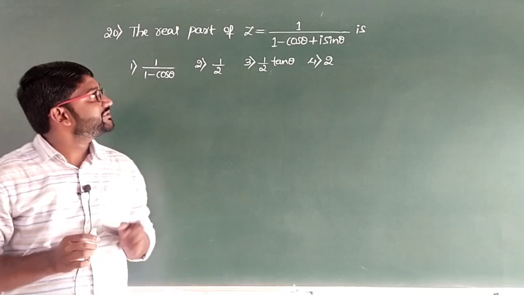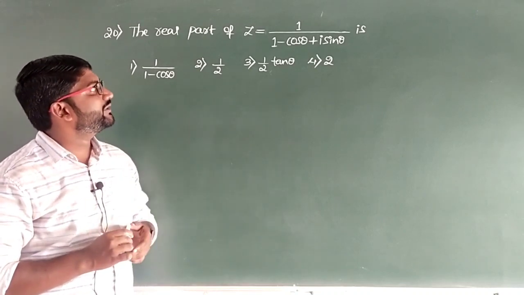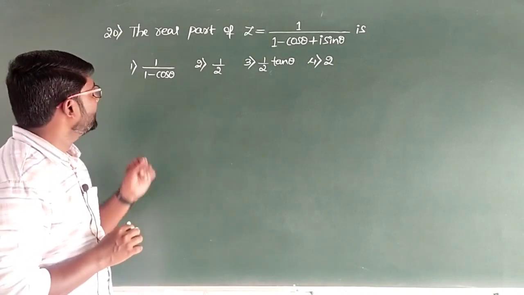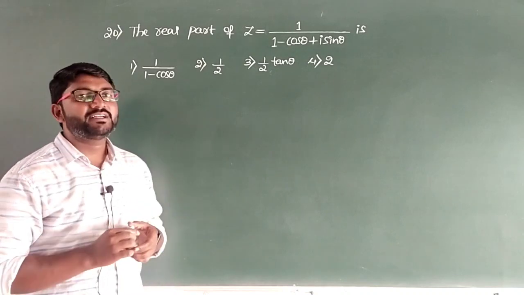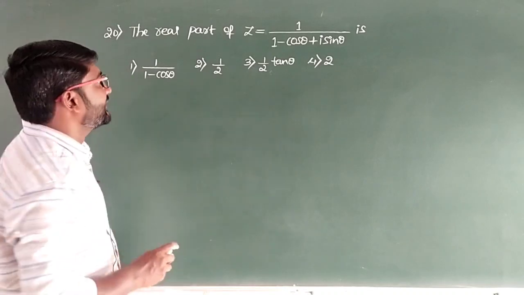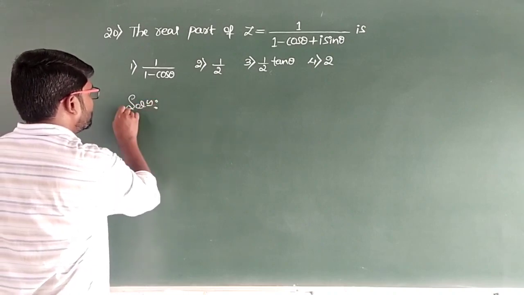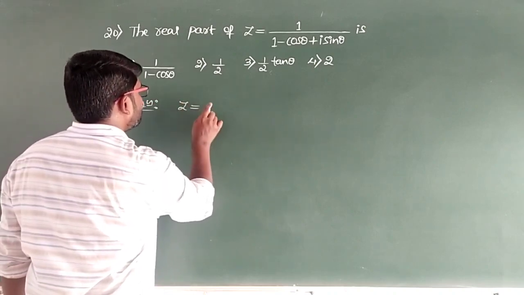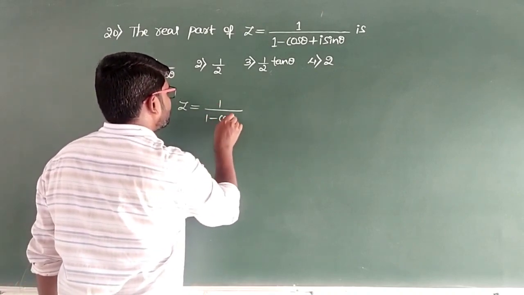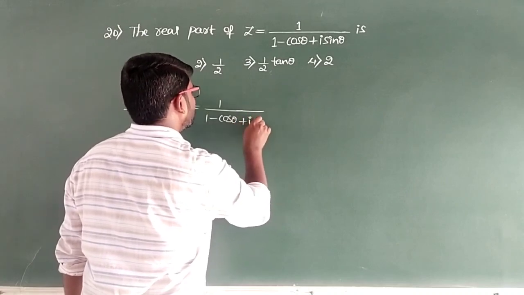The 20th question: the real part of z equal to 1 divided by (1 − cos theta + i sin theta) is, and the 4 options are 1 divided by 1 − cos theta, 1 by 2, 1 by 2 tan theta and 2. So let us go for rationalization. z is equal to 1 divided by 1 − cos theta, so this is the real part, plus i sin theta.